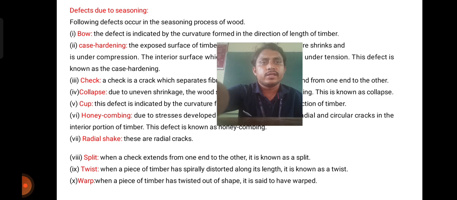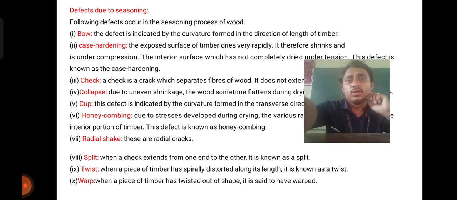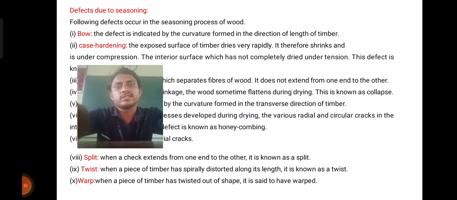Various types of defects are present in the timber structure, one of which is a bow. It is indicated by a curvature formed along the length of the timber. Along the length of the timber, a curvature is formed, and there may be some cracks. That type of defect is called a bow. A check is also one of the failures in timber, which separates the fibers of the wood. Twist, warp, radial shakes and cup are also major defects due to seasoning.